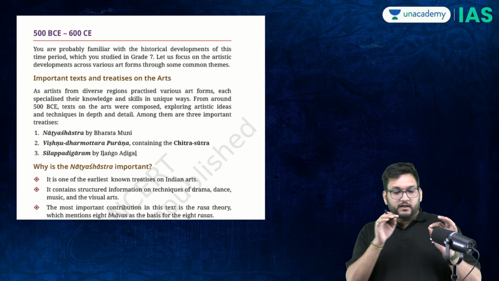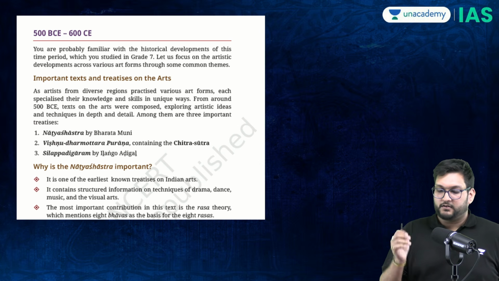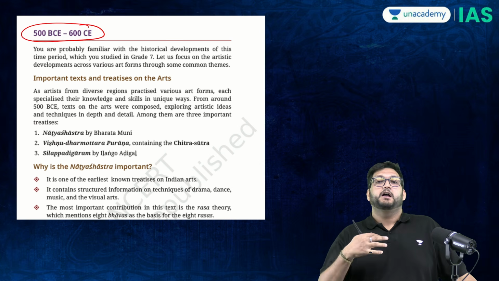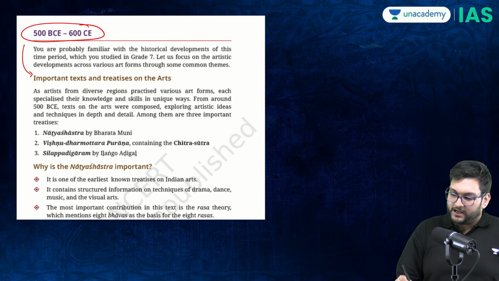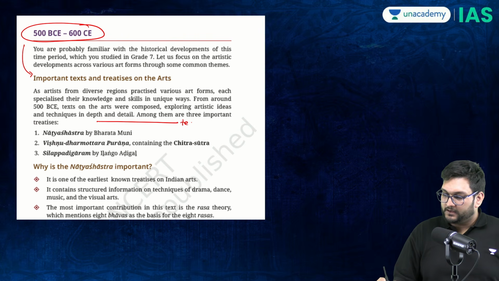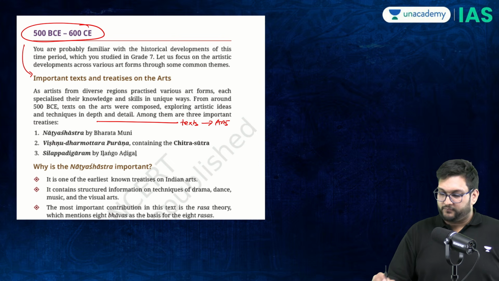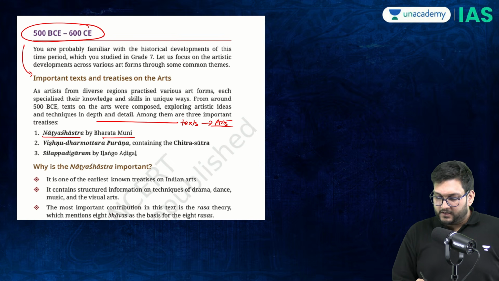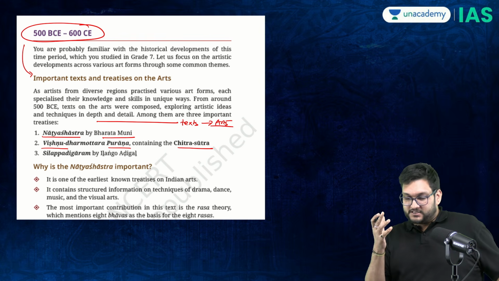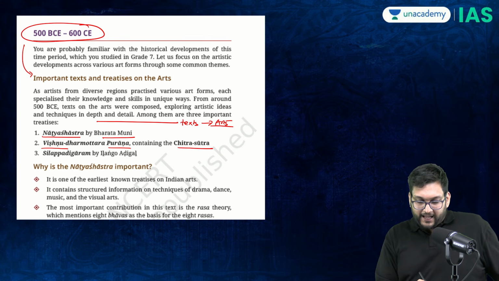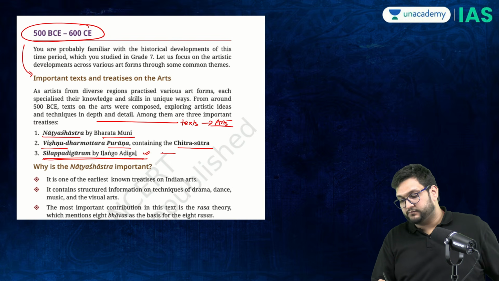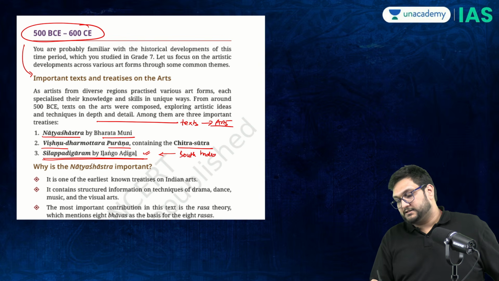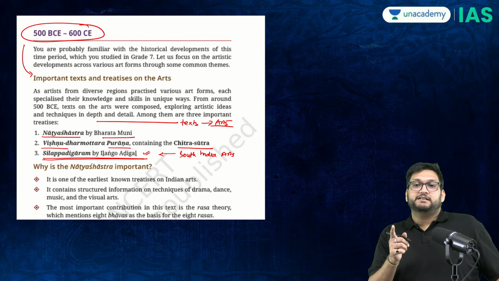Then, this is the period in which Buddhism and Jainism are also going to rise. The expressions are going to become even more diverse. For example, we now start to get important texts related to arts. For example, the Natya Shastra of Bharatmuni. We have the Vishnudharmottara Purana, containing the Chitra Sutra, which is basically the painting sutra. And we have Shilappadikaram, written by Ilango Adigal, which is considered a very important text for South Indian arts. Now, why is Natya Shastra important?